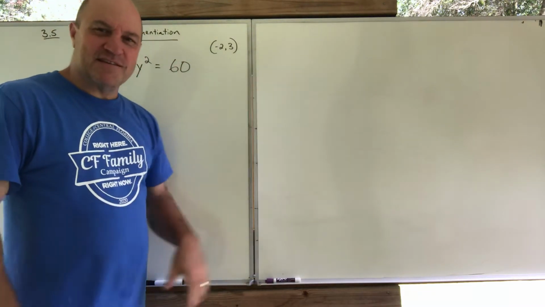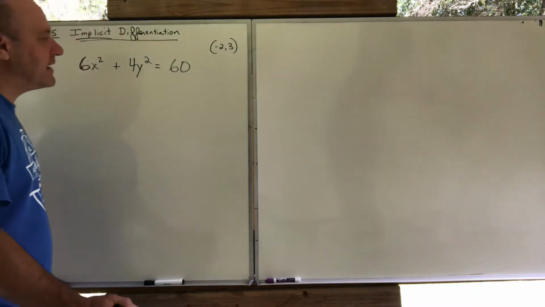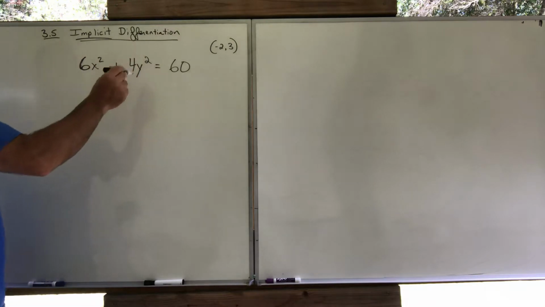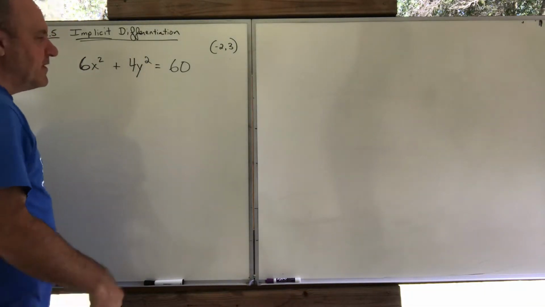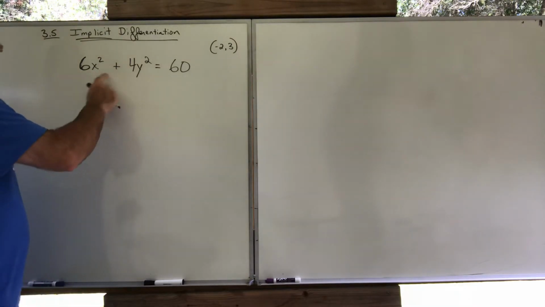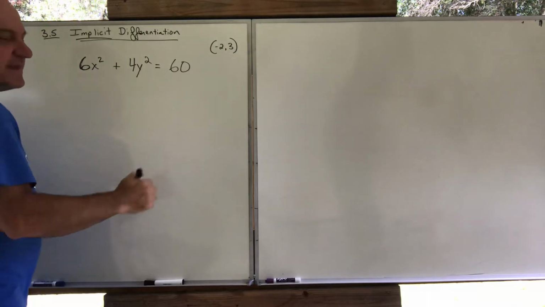Let's get back to this implicit differentiation. I got one more thing I want to say about it, kind of. So, I have a relationship between x and y. It's an implicit relationship. By the way, with these different coefficients here, this happens to be an ellipse.